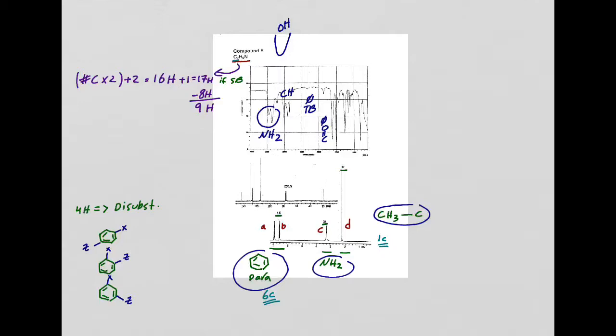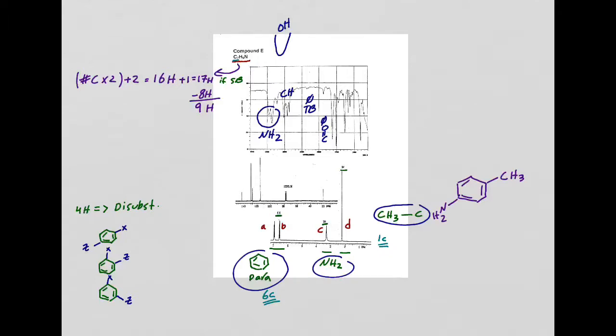So now let's put it together. I know I have a benzene ring. I'm going to put my benzene ring. I know it's a para substituted benzene ring. On one side I have CH3 and on the other I have NH2, because the only two substituents that show up on an IR are a CH3 and an NH2. Okay, so I'm just going to put those two together.